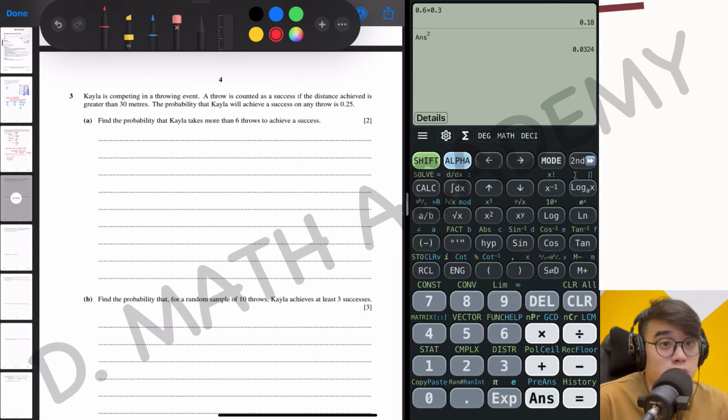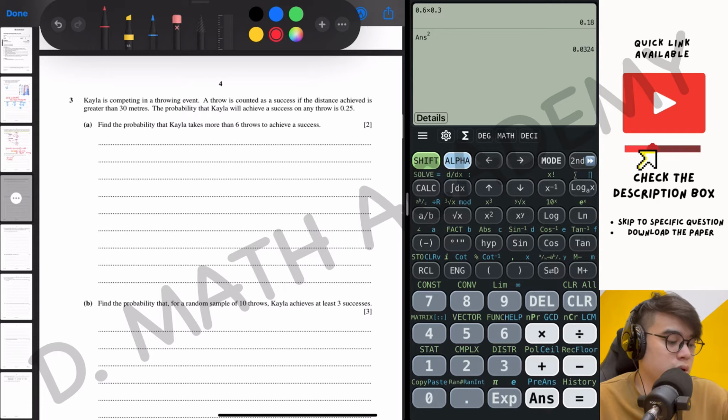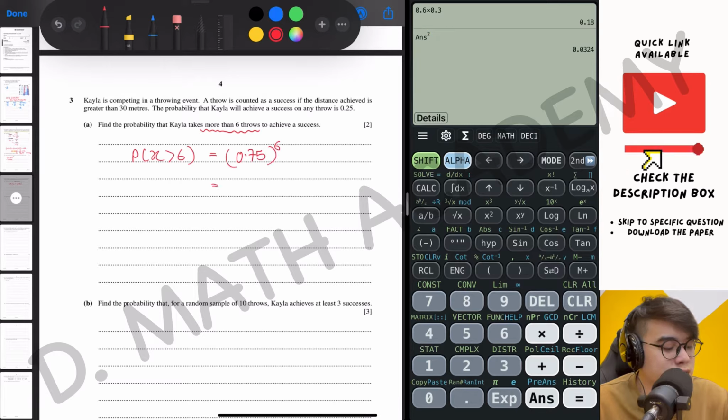So this is a trick question. They wanted more than 6 throws, which means all you have to do is to calculate the unsuccessful probability, that will be 0.35, and make it power of 6. So there's no calculation or details required here. You don't have to write 0.35 6 times, then times 0.65. You don't have to do that.